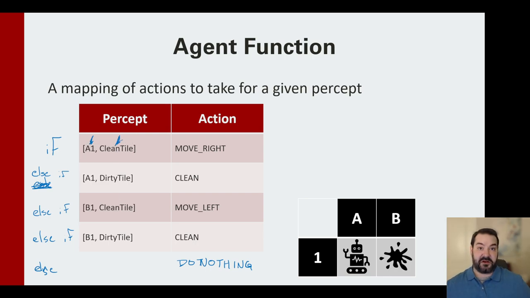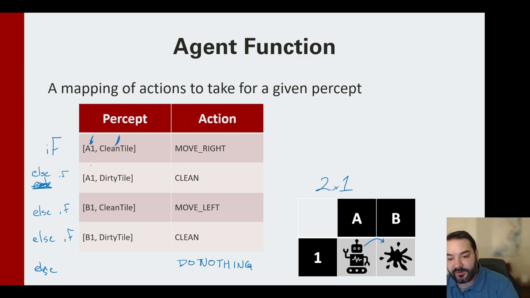All right, well, very simple. Move to the right. Now, as you can see here, I'm using a very, very condensed version. So this is a 2x1 environment. There's only two tiles, A1 and B1. But again, if I see that my tile is clean, let me move to the right just to go see if it's dirty.